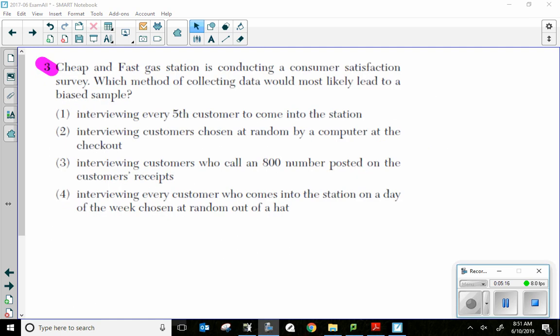All right, here's a miscellaneous type problem. And this is kind of an understanding about logic when it comes to collecting information, okay? Number 3 says, cheap and fast gas station is conducting a consumer satisfaction survey. Which method of collecting data would most likely lead to a biased sample?